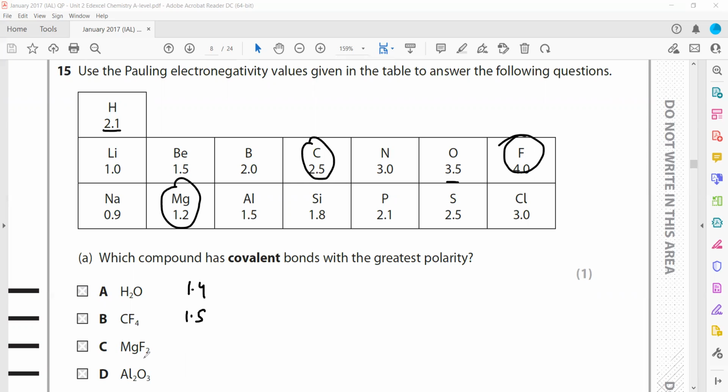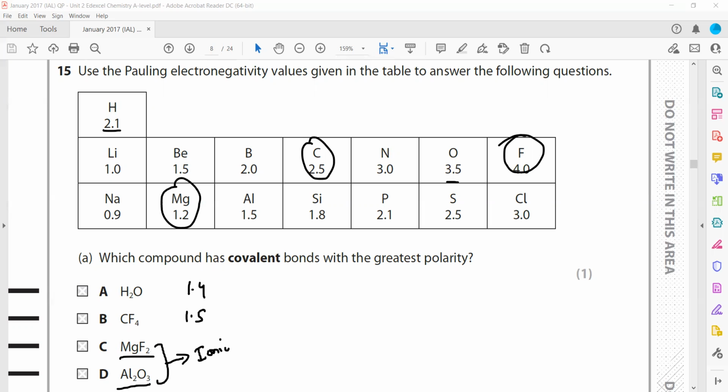But why can magnesium fluoride not be the right answer? Because whenever the electronegativity difference is more than 1.9, the bond will be ionic. And between a metal and a non-metal, what kind of bond will they have? They will have an ionic bond. But we want the compound that has a covalent bond with the greatest polarity. So this bond will not be covalent, it will be ionic, because it is between a metal and a non-metal.